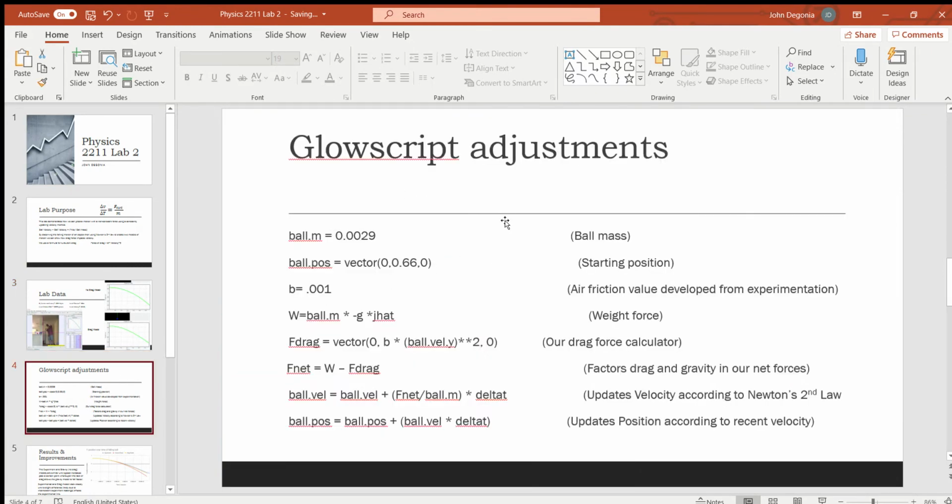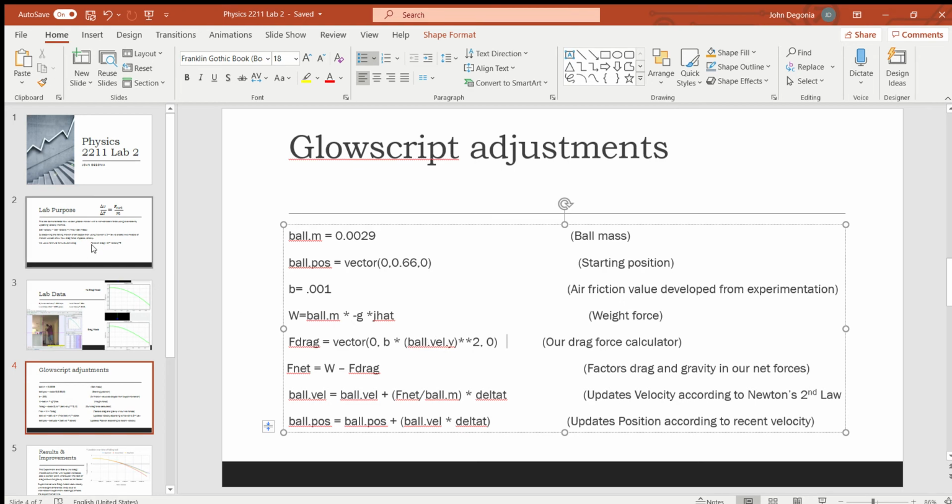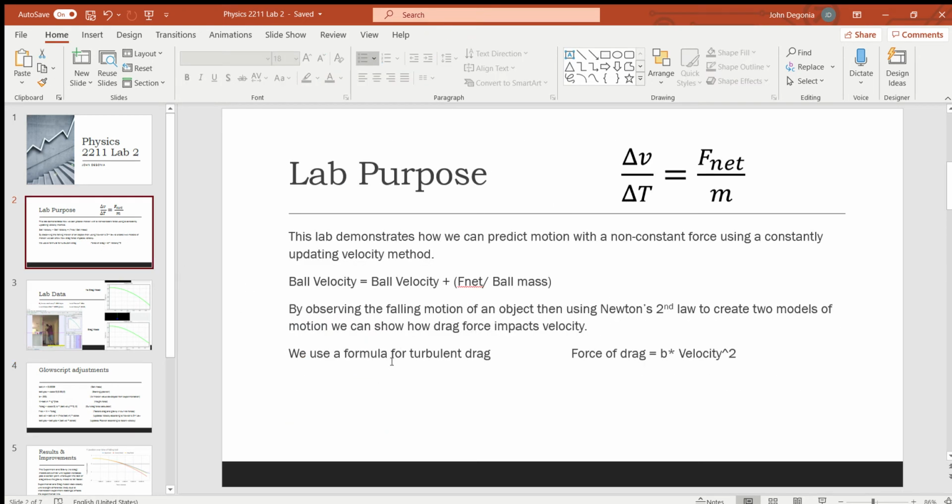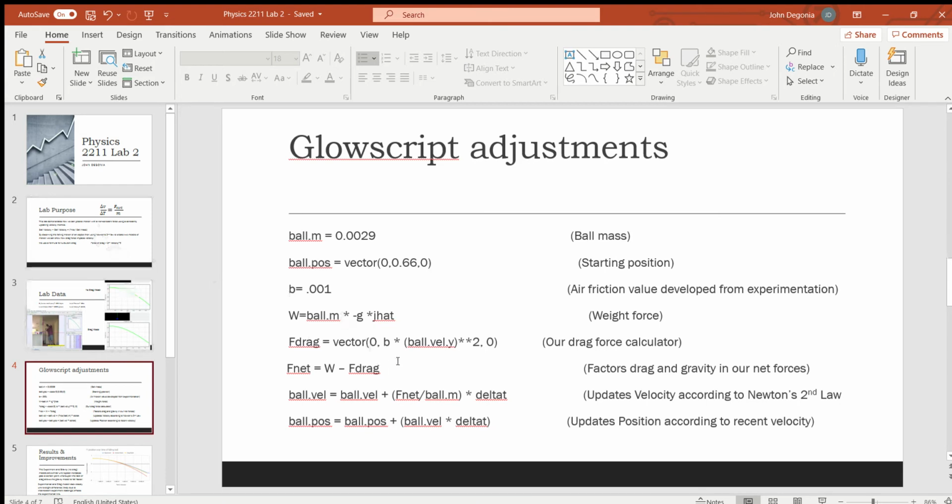So in order to calculate those things, we needed to make a few adjustments to the GlowScript code. We've got mass, position, the air friction value, which we just adjusted until it matched our experimental model correctly, the weight force equation, the drag equation, again using our turbulent drag equation as I showed before, and then F net is factoring in both the weight force and the drag force, and then of course we're updating our velocity and position accordingly, according to Newton's second law, that is.